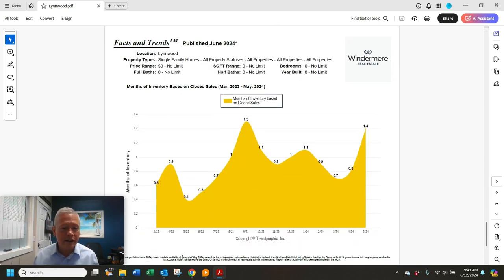Lastly, the absorption rate in Lynnwood is 1.4 months. That means based on the current rate of sales, it would take about a month and a half to sell everything that's for sale now in Lynnwood.